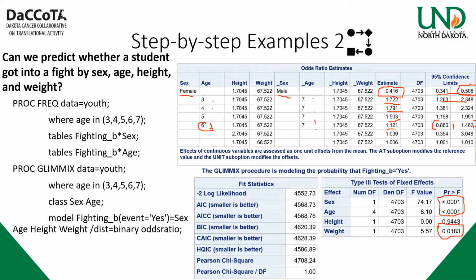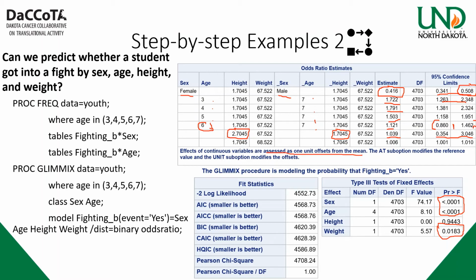Now, we can also look at continuous variables, but they're done a little differently. They're assessed as 1 unit offsets from the mean. So what that means here is for height, our control here is the mean, and then we have 1 unit offset, so 2.7 meters. We can see here that the taller people do have slightly higher odds of getting into a fight, but it's in no way significant.